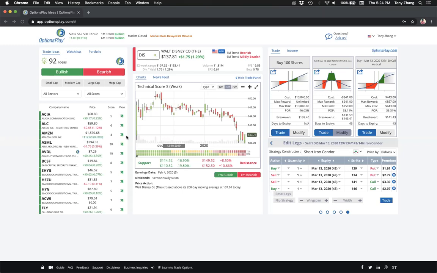Alex is saying, when you say if the stock does not move for a few days get out of the trade, what is a few days? Literally 3 to 5 days, if that's what you're asking, Alex.